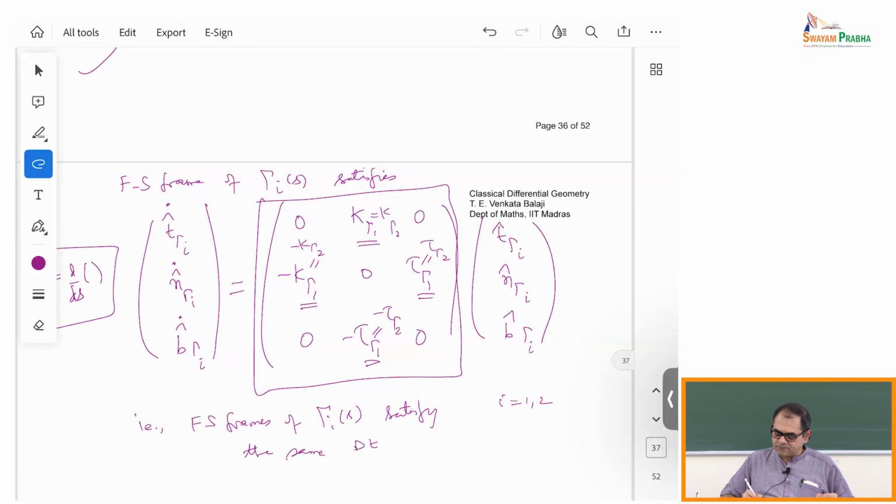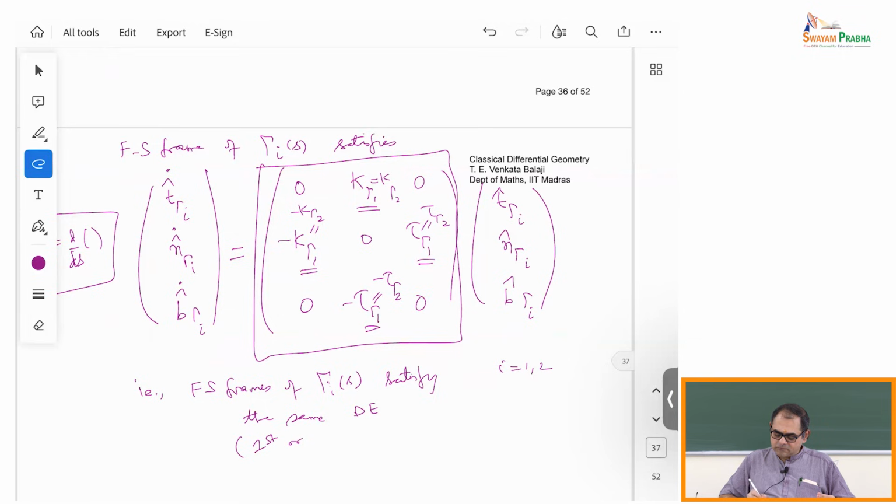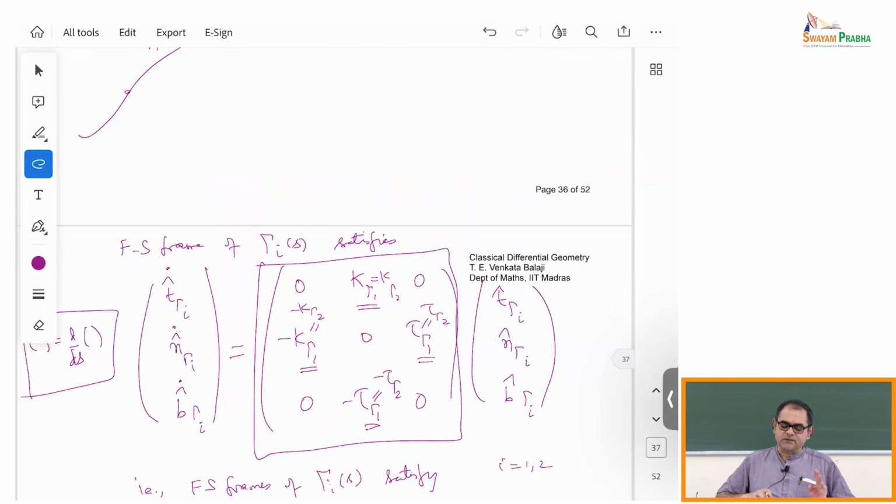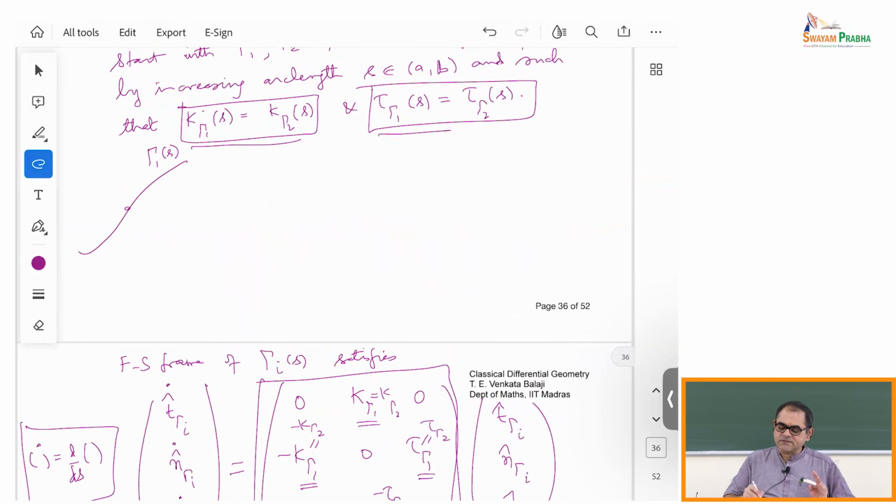In fact, what kind of differential equation is it? It's a first order ordinary linear simultaneous homogeneous differential equation. So let me write that this is a first order linear homogeneous simultaneous ODE. Basically, this is the conclusion from the fact that both the curves have the same curvature and torsion functions. From this you want to say that one curve can be moved to the other by rigid motion.